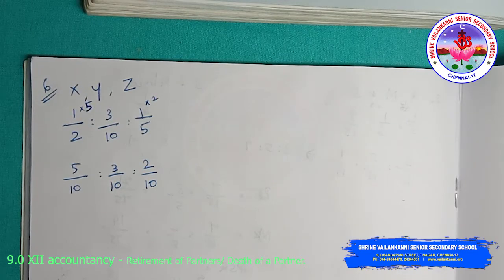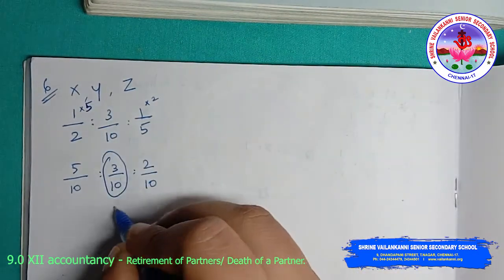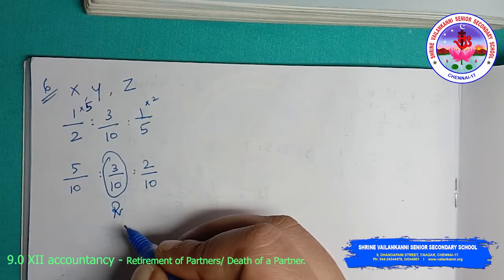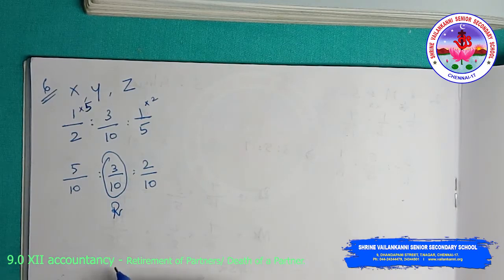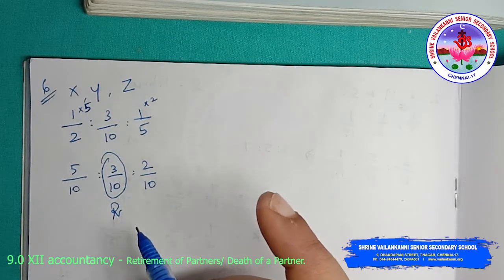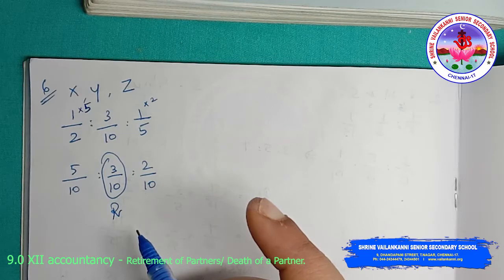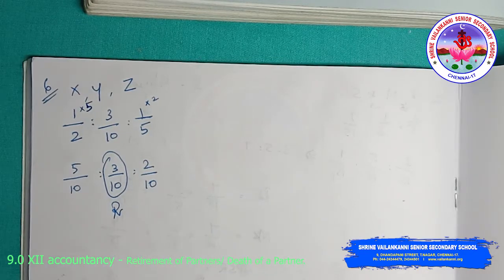Now calculate the gaining ratio. Who is getting retired? Y is getting retired. Now how to arrive at this? Since Y is getting retired, there is no ratio given. In the previous sum there was a ratio, they gave the ratio as 3:2. The retiring partner's share will be divided among the existing partners in the ratio they gave. But in this problem they have not given like that.